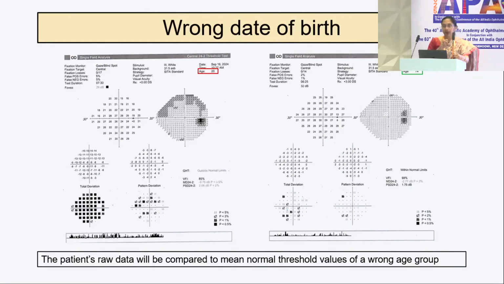So here is a perimetry in which there was an artifact because of the wrong entry of the date of birth. As you can see on your left side of the screen, this patient's age has been entered as 20 years, while actually he was a man of 74 years. Because his age was entered wrongly, the raw data, the actual threshold values were compared with a wrong age group, and hence there were a lot of defects seen on the mean deviation and few defects even on the pattern standard deviation. But when this was corrected and the right date of birth was entered, and these threshold values were compared with the normative database, we can see that the patient does not have many field defects. The field has improved a lot.